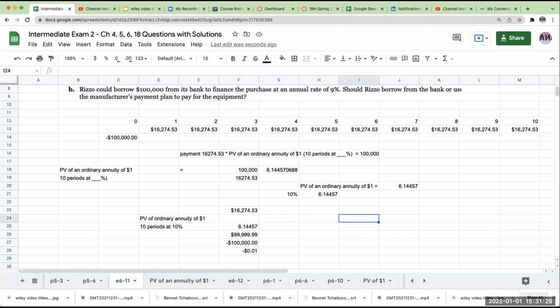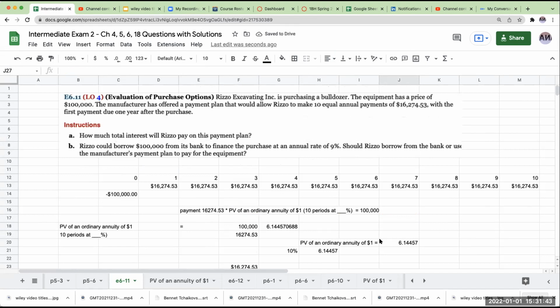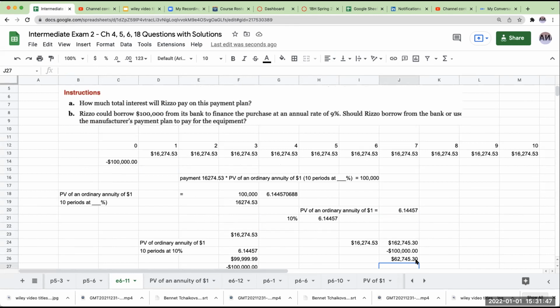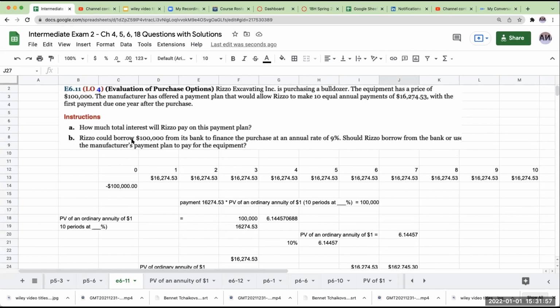If I look at the actual amount of interest that's going to be paid, I take the payment, multiply it by 10, and subtract out the principal amount. The total amount of interest that's going to be paid, which is the answer to letter A, is roughly $62,745.30. I know that I'm being charged 10% because that's what this equates out to. So if I could borrow $100,000 from the bank to finance the purchase at an annual rate of 9%, I should probably go ahead and use the bank financing. It's a better interest rate, and I'd be paying less in terms of payments. So that is exercise 6-11. I'm just going to make sure that I did this right. Okay, so we did it correctly.